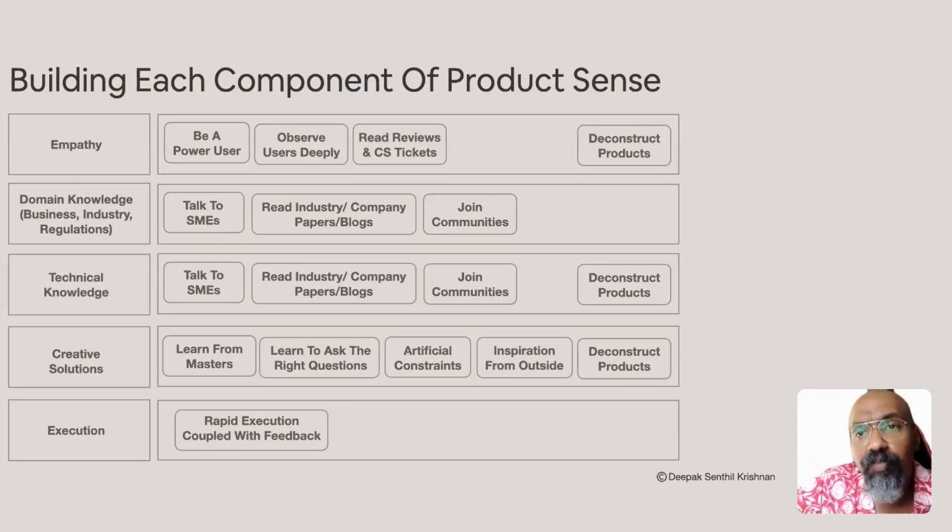The other means of also building empathy is reading reviews that come in for your product, reading your CS tickets. I'll come to the last part, deconstruct products, in a bit, right? Likewise, when it comes to building domain knowledge, you could speak to folks who have been in that industry and operating. It's important to note there can be biases that come in when you speak to these industry leaders as well. But there's also a lot of meaningful signals.